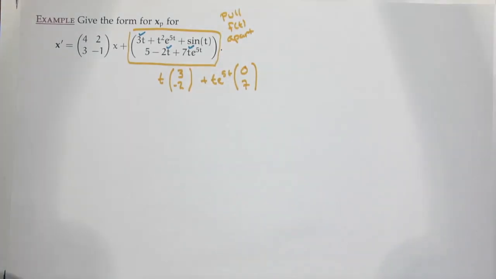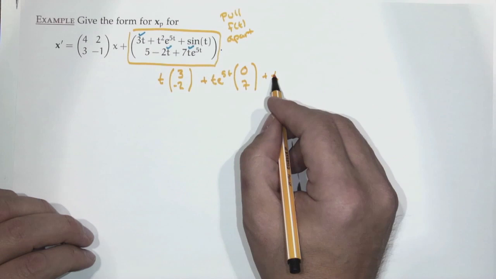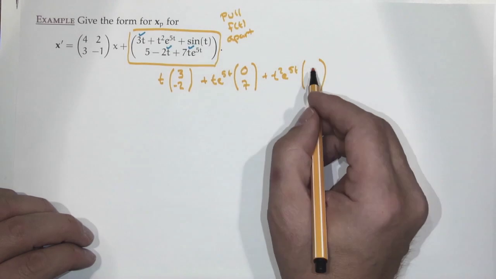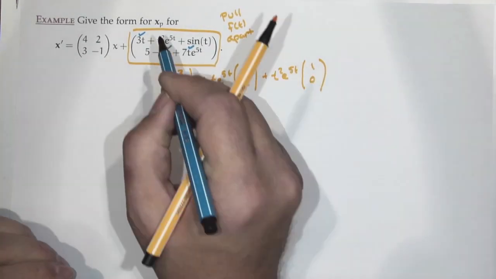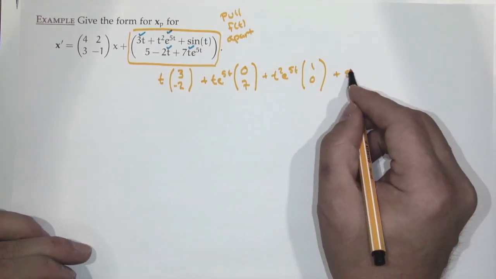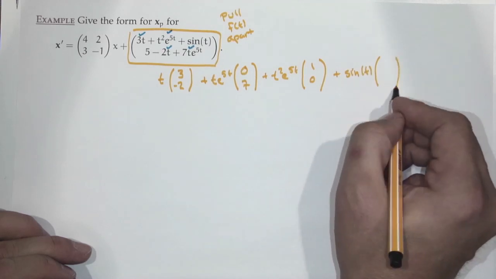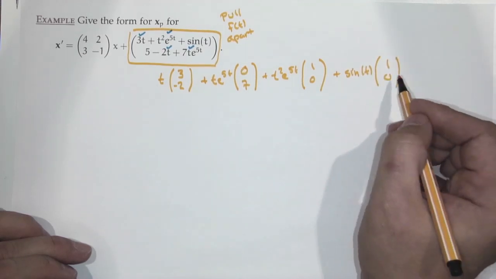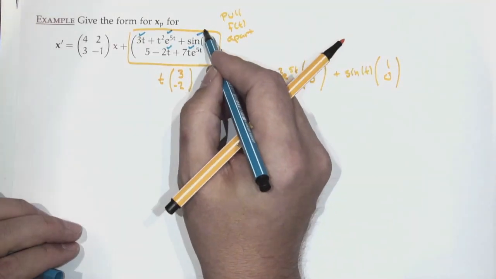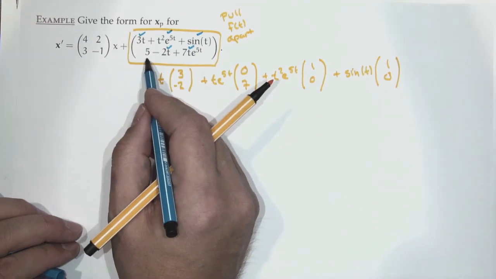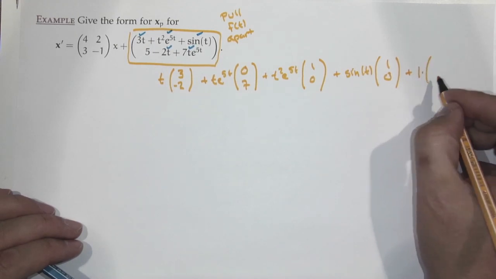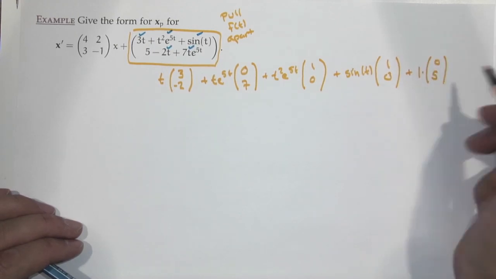What's another function we haven't accounted for? t squared e to the 5t. What's that vector going to be? 1, 0. Okay, what's something else? Sine t. What's that vector? 1, 0. Okay, anything else we haven't accounted for? The 5. So how do we handle that? Well, I like to think of it as the function 1 times 0, 5. That's what I'd recommend.